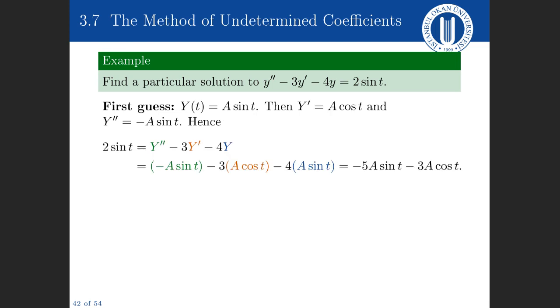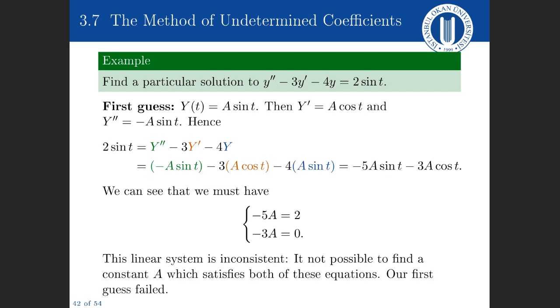Differentiate two times and then put into the differential equation. We are left with 2 sine t is minus 5a sine t minus 3a cos t. Wait a minute, 2 sine t on the left, but it's really 2 sine t plus 0 cos t. So 2 sine t and minus 5a sine t must be the same. 0 cos t must be the same as minus 3a cos t. But we can't solve this. This linear system is inconsistent. It's not possible to find a constant a which satisfies both of these equations. So this guess failed.